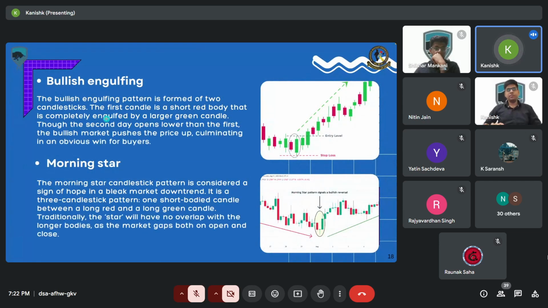That's the bullish engulfing pattern. I guess bullish engulfing is a very accurate pattern in the market. Let's understand the theory of it first. The bullish engulfing pattern is formed of two candlesticks. The first candlestick is a short red body that is completely engulfed by the larger green candle. Though the second day opens lower than the first, the bullish market pushes the price up, culminating in an obvious win for buyers.